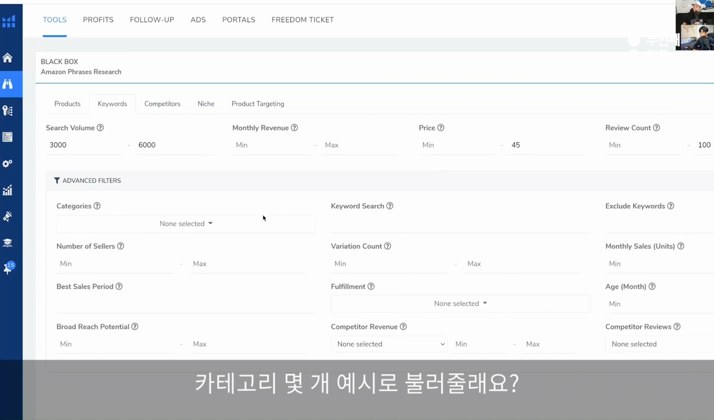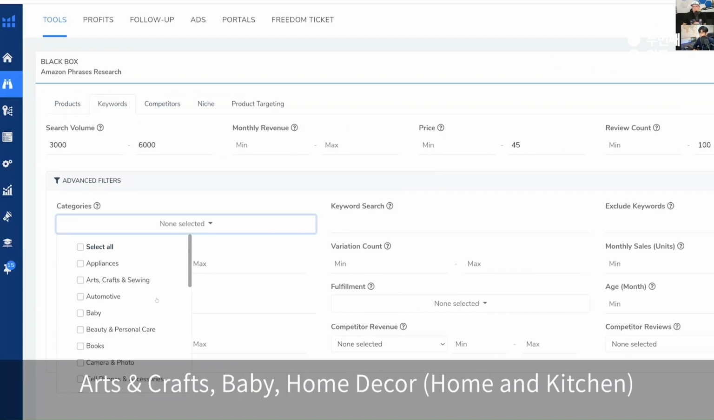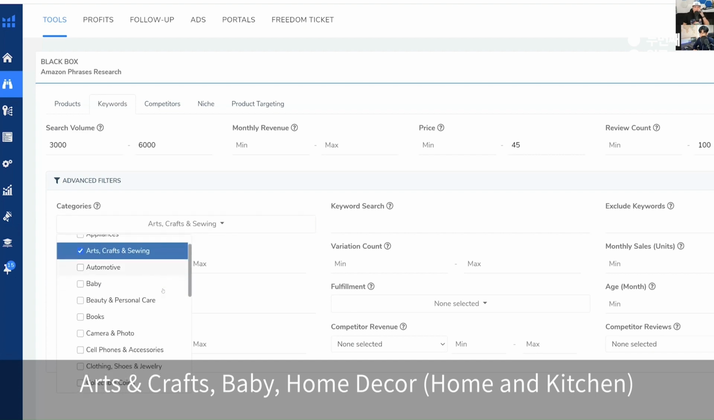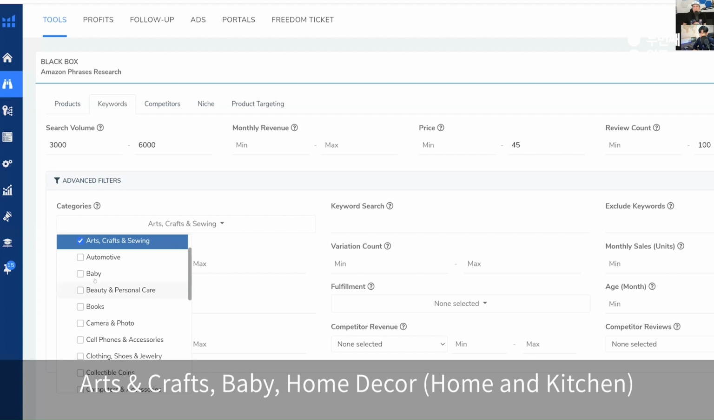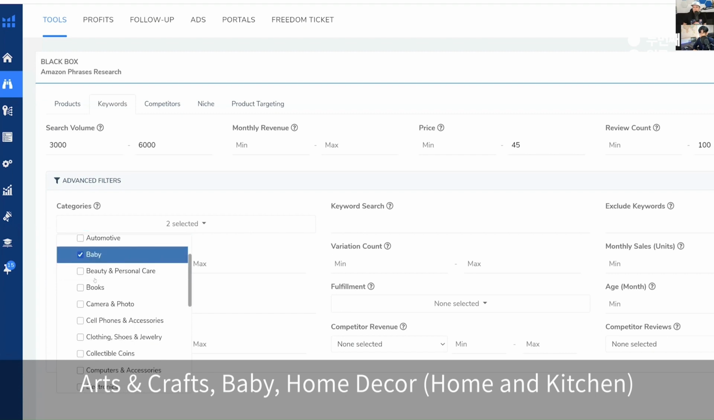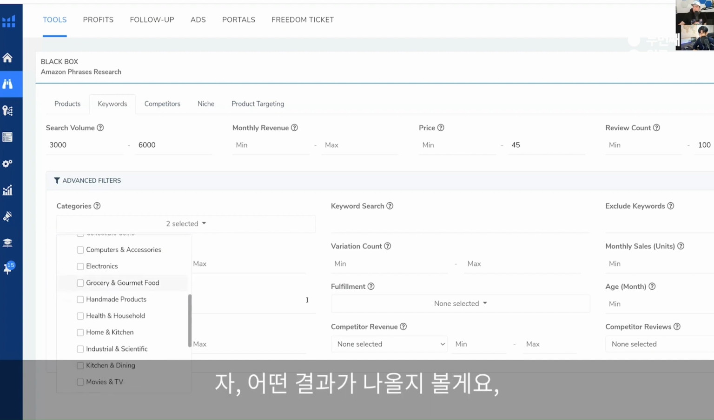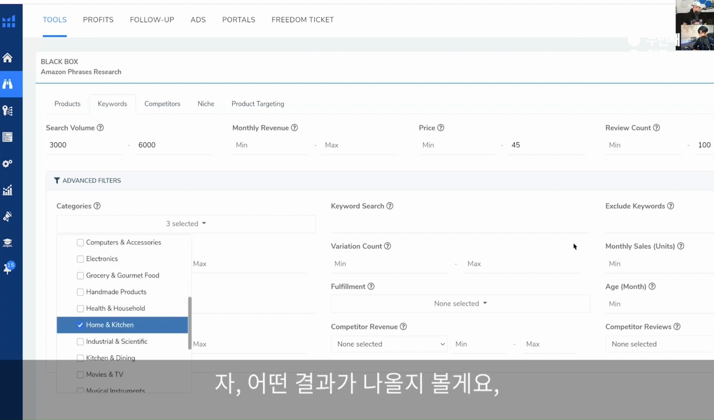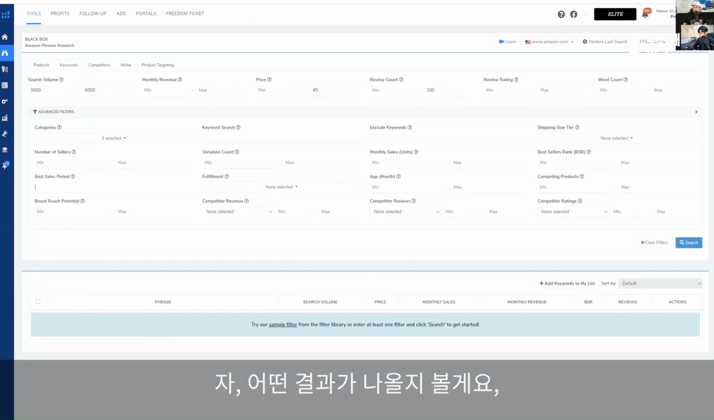Can you give me some categories we can check in? Let's go for arts and crafts. Okay. Anything else? Baby. All right. Maybe one more. Let me see the home decor. Home decor. All right. Let's do home and kitchen. Perfect. So we check those, and let's just go with that. Let's just see what comes out.